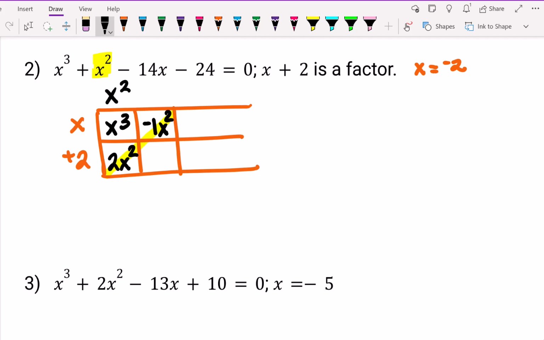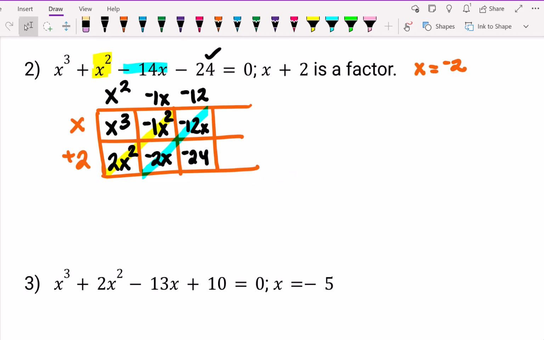Work backwards. So x times -1x, and then multiply these two together. So it'll be -2x. Highlighter time. So I'm going to do, let's see, what plus -2 gives me -14. So that's going to be -12x. Work backwards. So -12. Now, if you've done everything right, because since it's a factor, you should not get a remainder. So if you get a remainder, something's wrong. So it's going to be -24, and that's a check.